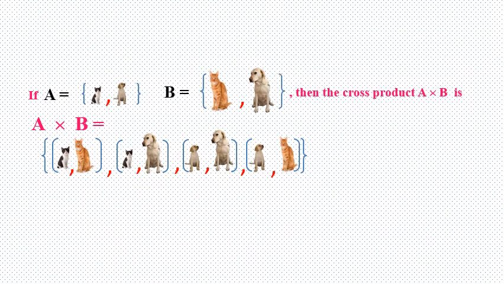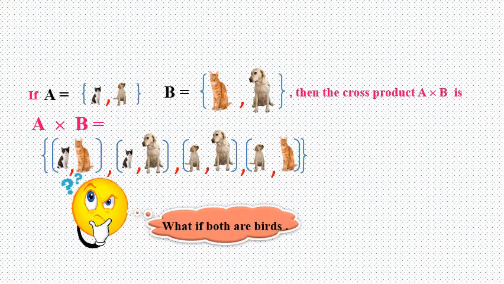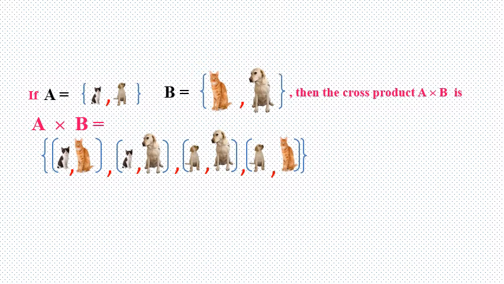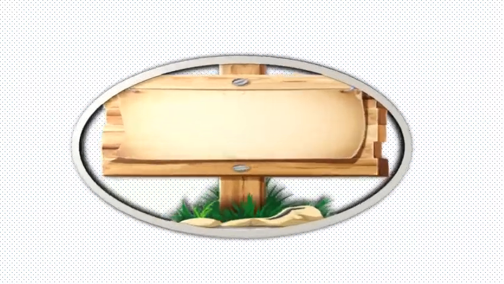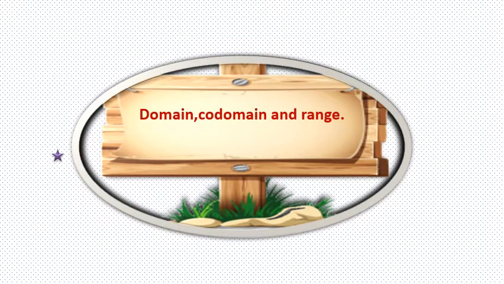Now, yes, here this can be again both are birds also can be done. Yes, okay. Now let us discuss the domain, codomain and range. Let us consider the example which I have taken in the previous module only.